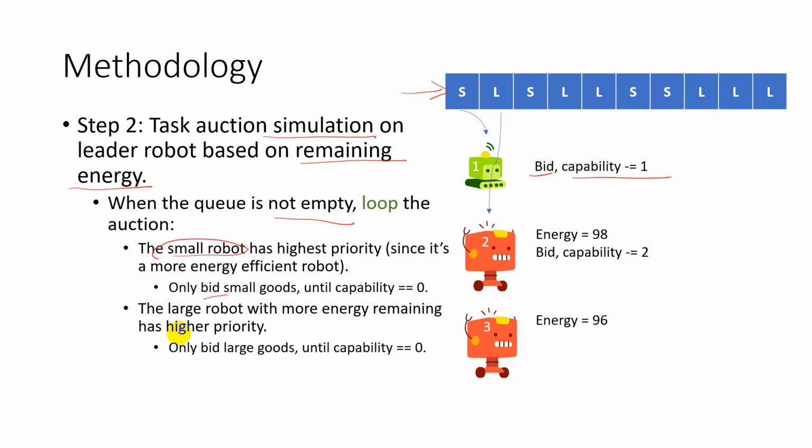The next step is that the two large robots with more remaining energy have higher priority. In this scenario, robot number 2 has an energy of 98 and robot number 3 has an energy of 96. So robot number 2 has a higher priority. So this large good will be won by robot number 2, and it will reduce its capacity by 2.